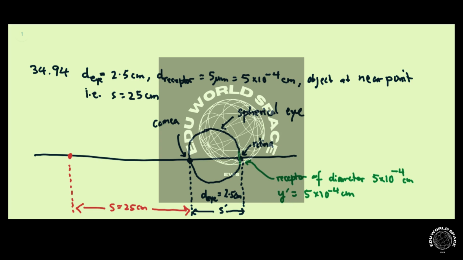Since the image is formed at the retina, for you to see, your cells need to receive the image, so the image cannot really be bigger than the receptor cell. So this limits the size of your y prime, your image height. So we will set the image height to the diameter of the receptor cell. Now we're asked in part A of the question to find the smallest object at the near point that your eye can resolve, that you can see clearly.